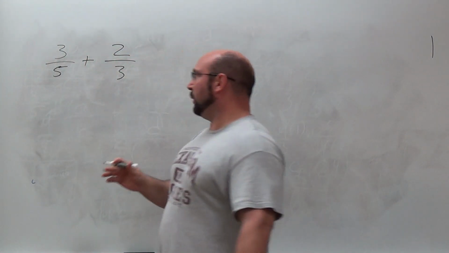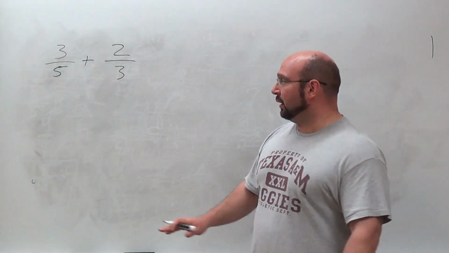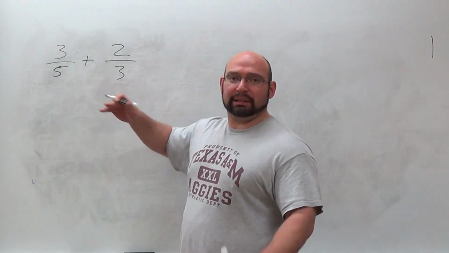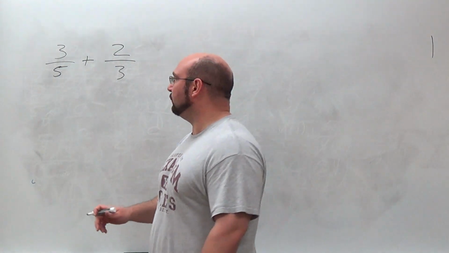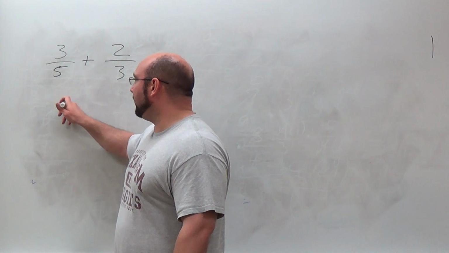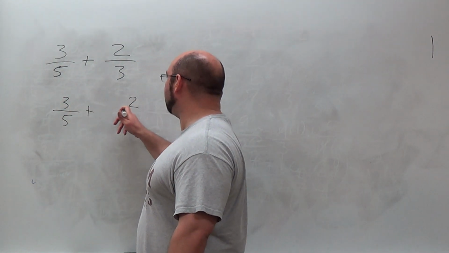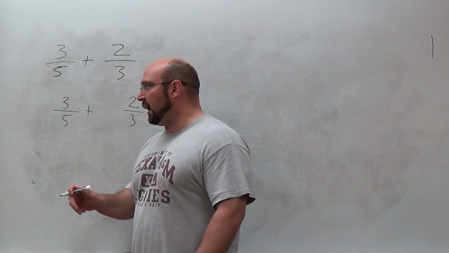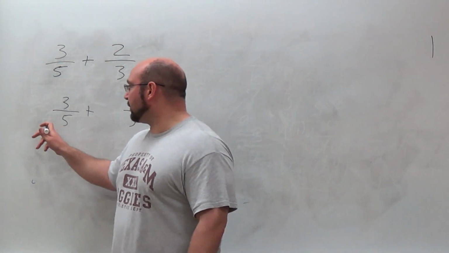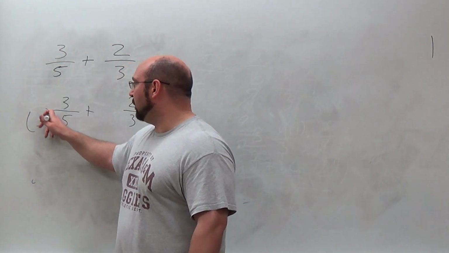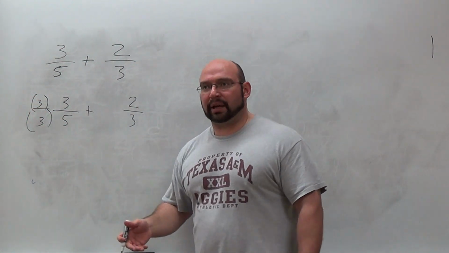All right, 3/5 plus 2/3. I'm looking at it. Got a 5, got a 3. They're not common, right? So we're going to find out where they meet. So one way to do that is to say, well, here's my 3/5. Here's my 2/3. I know that this is a 3, so I'm just going to multiply the bottom by 3. But what I do to the bottom, I got to do to my top, right?